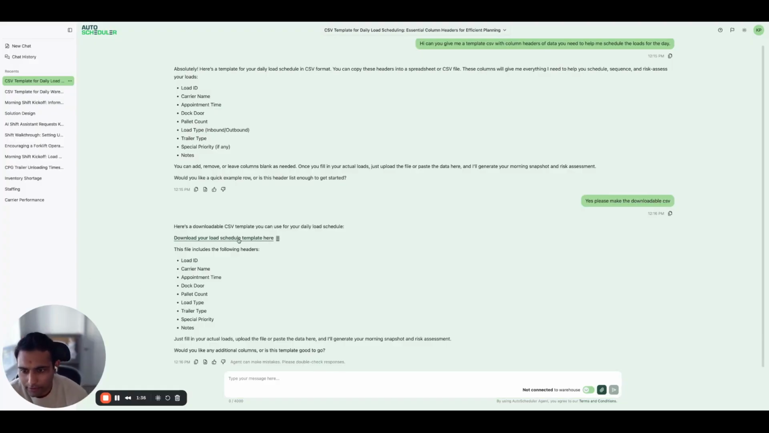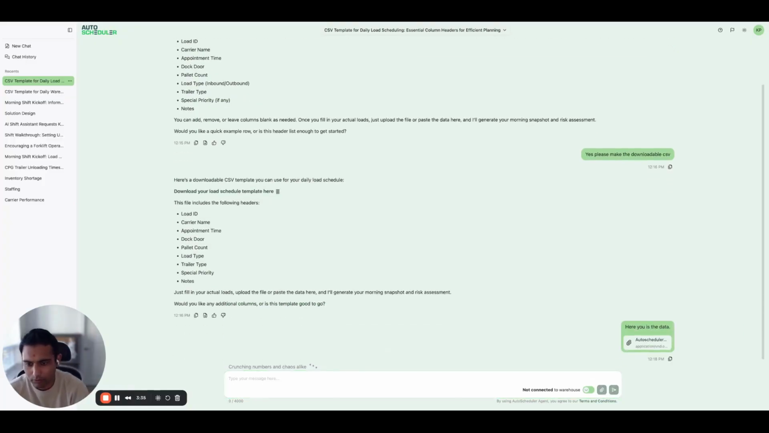So now the agent has given us a file. The user has asked the agent, what do you need from me to help me answer this problem about scheduling my loads? And the agent said, let me make a file for you. You fill it out, and then I'll let you know what you need. So the agent makes a file. The user can download the file, and after he fills it out himself, he can go in here and upload the file. Here is the data. Boom.